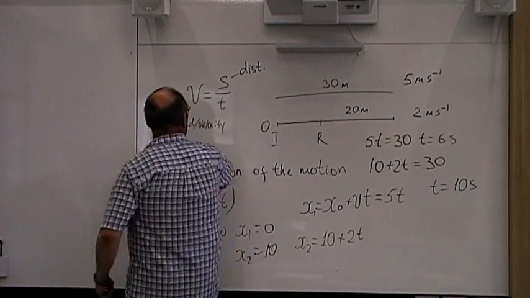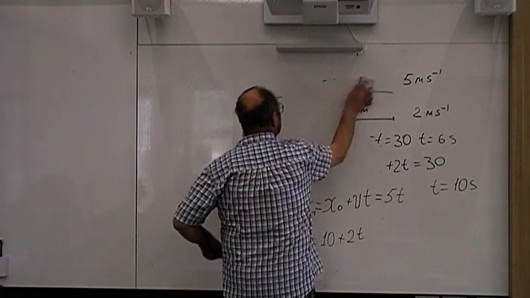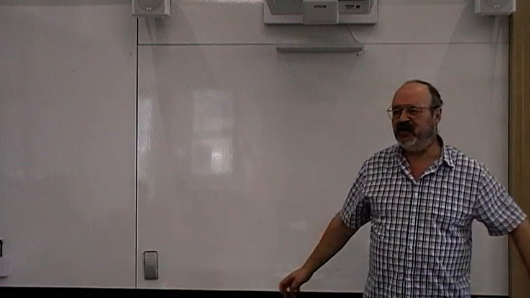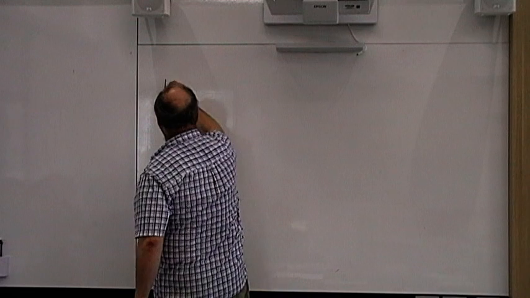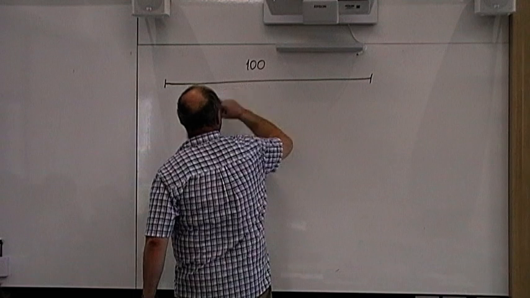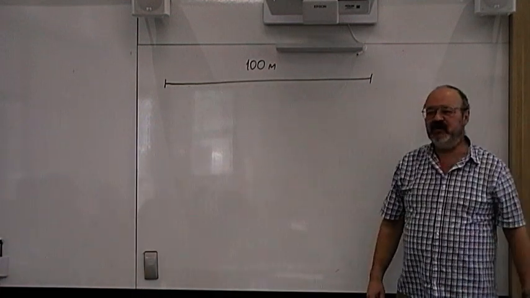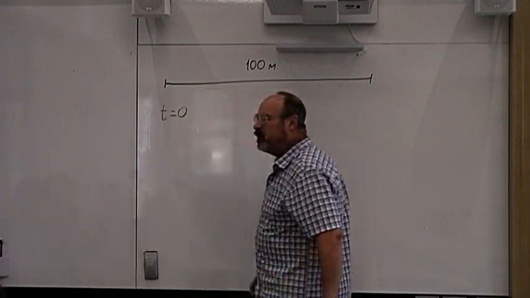Now, let's consider another example. Let's say after the holidays, students are coming to school, and Leo and Rob get excited. They have not seen each other for the whole holidays, and they see each other at 100 meters away. And they start moving, so at time equals 0, that's where they are.